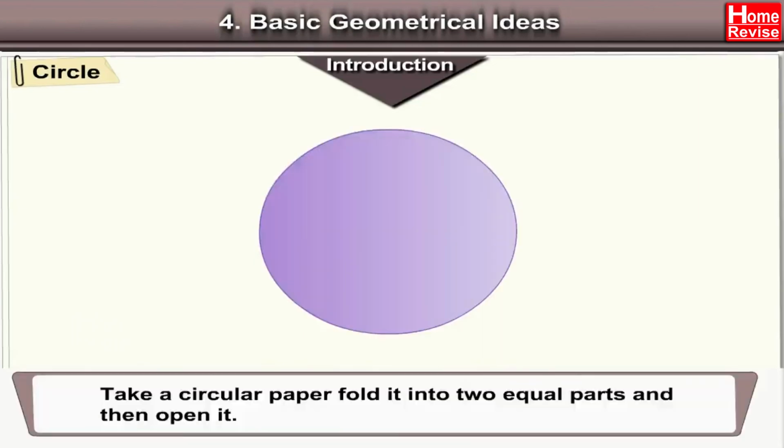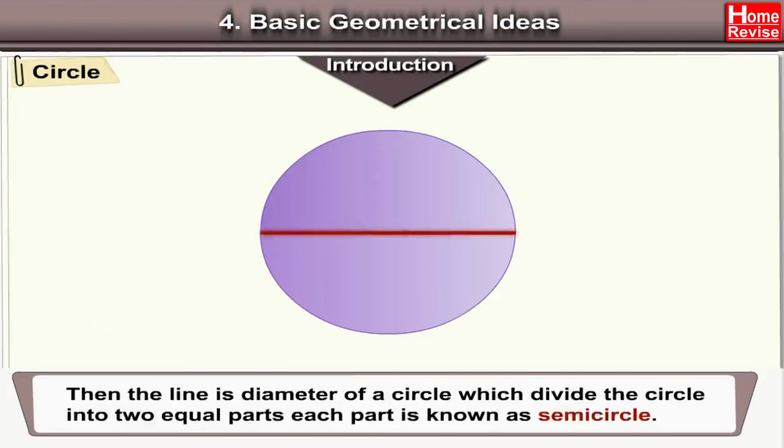Hey kids, take a circular paper and fold it into 2 equal parts. And then open it. Then the line is the diameter of a circle which divides the circle into 2 equal parts, and each part is known as a semicircle.